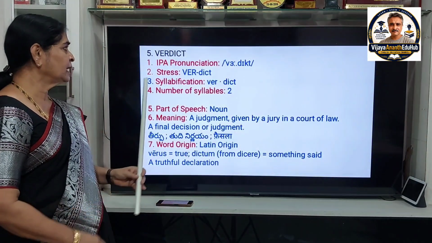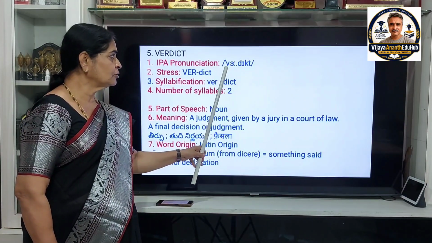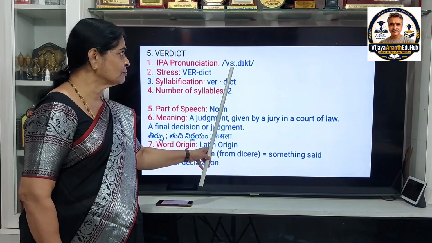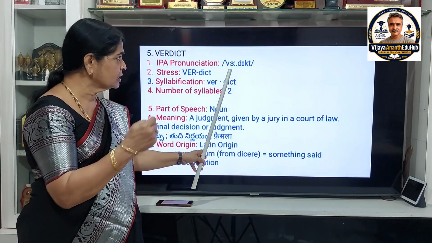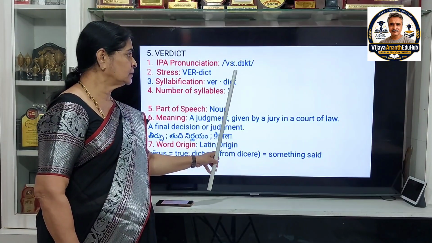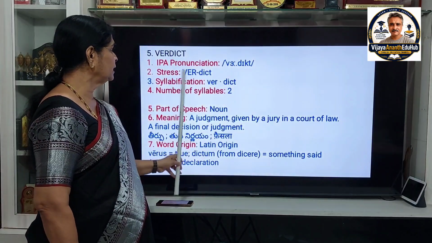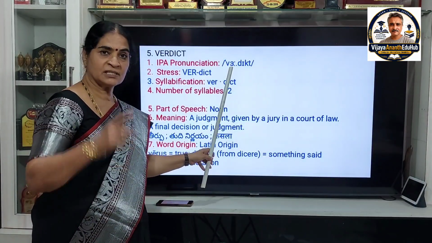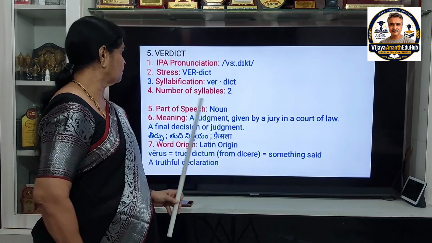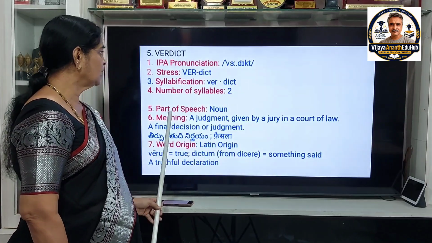Then fifth word, verdict. IPA pronunciation: the symbol for the vowel sound, just like the number 3 with 2 dots. Verdict. In spelling you see the letter R, but in pronunciation we don't see the symbol for R. So R need not be pronounced there. Verdict. Syllabification: 2 syllables.